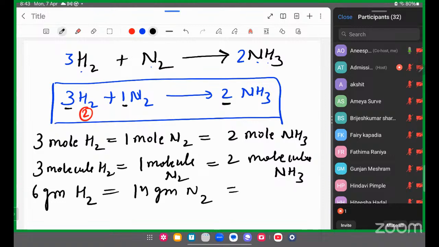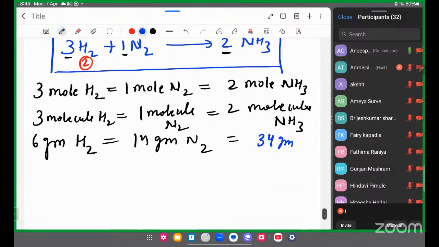This will be how much? 14, 3, 17, na? And 17 multiplied by 2 will be how much? 34 gram. Which means I am taking nitrogen in the wrong way. Atomic mass of N atom is 14. So molecular mass of nitrogen gas will be 28 gram. Now it will be right. 6 gram plus 28 gram will give 34 gram. Law of conservation of mass is valid.